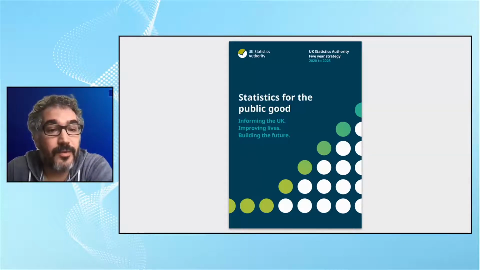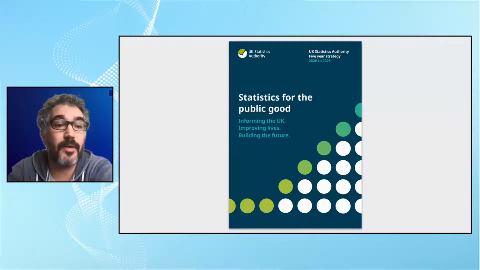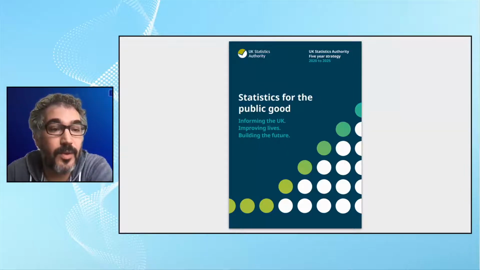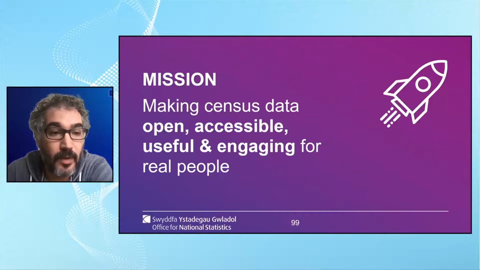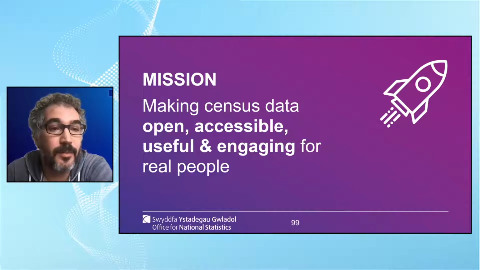This is driven very much from the top, this idea of communicating to this wider audience, this idea of statistics for the public good, which is the 5-year plan for the UK Statistics Authority, which is the ONS and a number of other statistical organisations in the UK. So our goal in the ONS digital content team is to make census data open, accessible, useful and engaging for real people. Real people obviously being very general, but in this case, talking towards those inquiring citizens and passive citizens that I spoke about before.